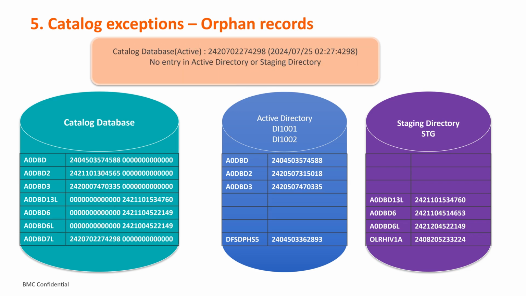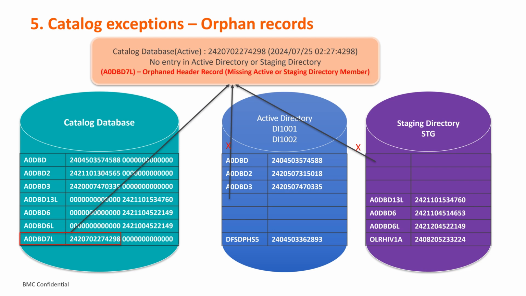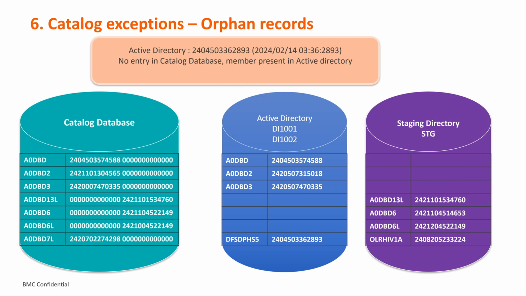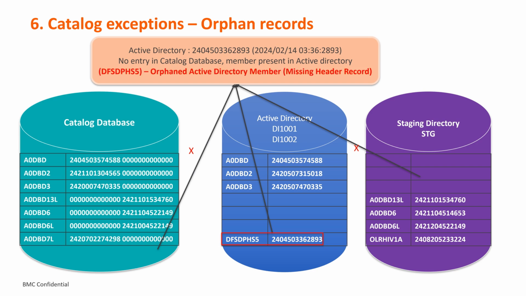When there is no entry of a member in the Active or Staging Directory, but the member is present in the catalog database, then the member has an orphaned header record, and it is missing in the Active or Staging Directory. When there is no entry in catalog database, but present in Active Directory, then the member is orphaned in the Active Directory with a missing header record.